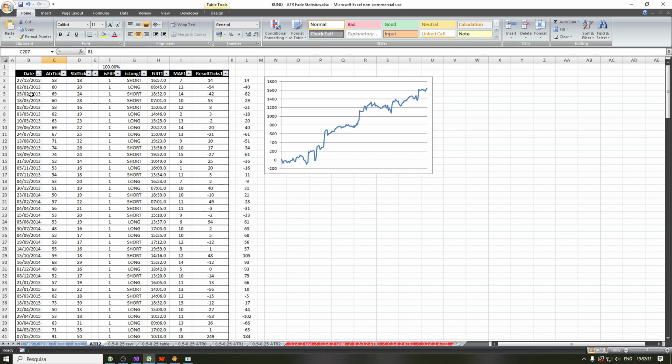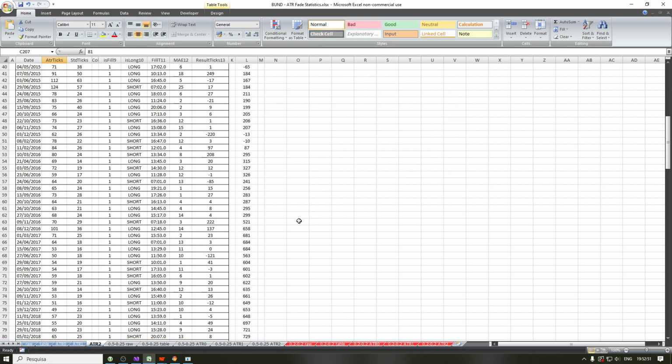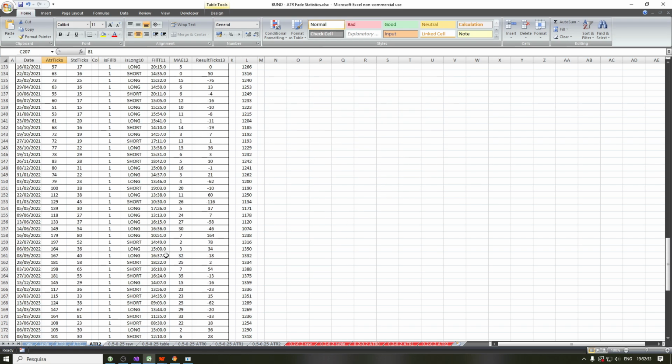We go back to 2012, and you can see that if you look at the graph here, there are periods where the graph does look pretty flat. So, you know, over time, this does seem to have quite a strong edge, but if you're using this for day trading, firstly, it doesn't happen very often.